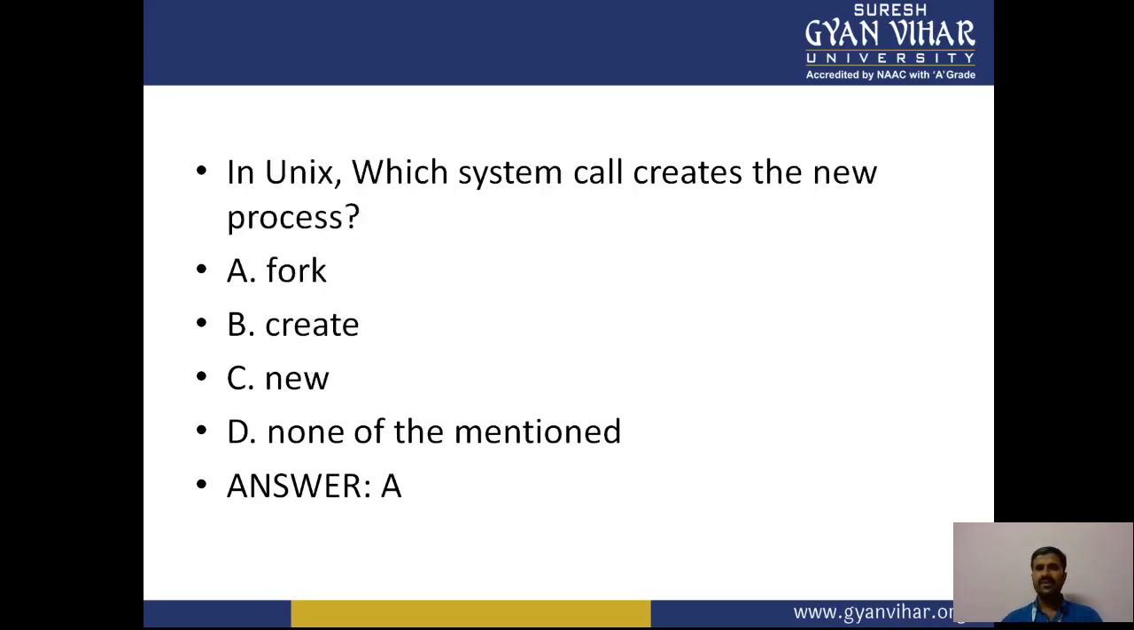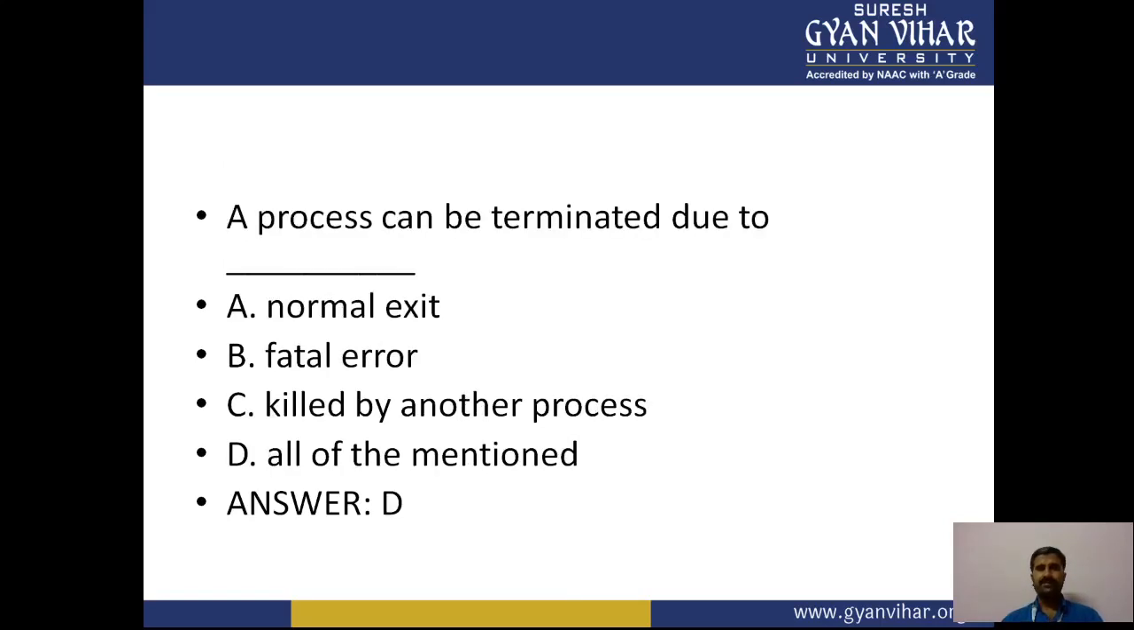In Unix, which system call creates a new process? A is the right answer. If you are using the Unix operating system, then to create a new process we use fork. A process can be terminated due to dash: normal exit, fatal error, killed by another process, all of them mentioned. So D is the right answer because of three conditions: a normal exit, a fatal error, or being killed by another process can terminate a process.